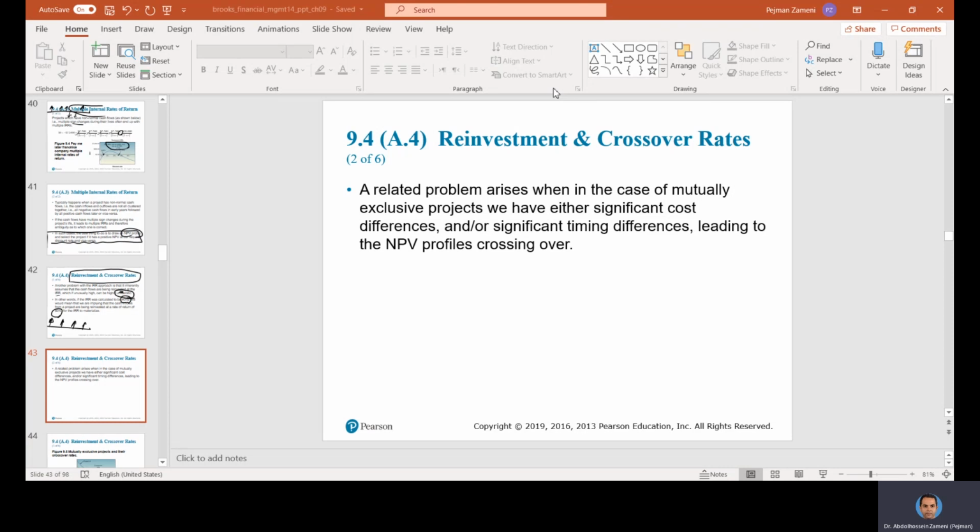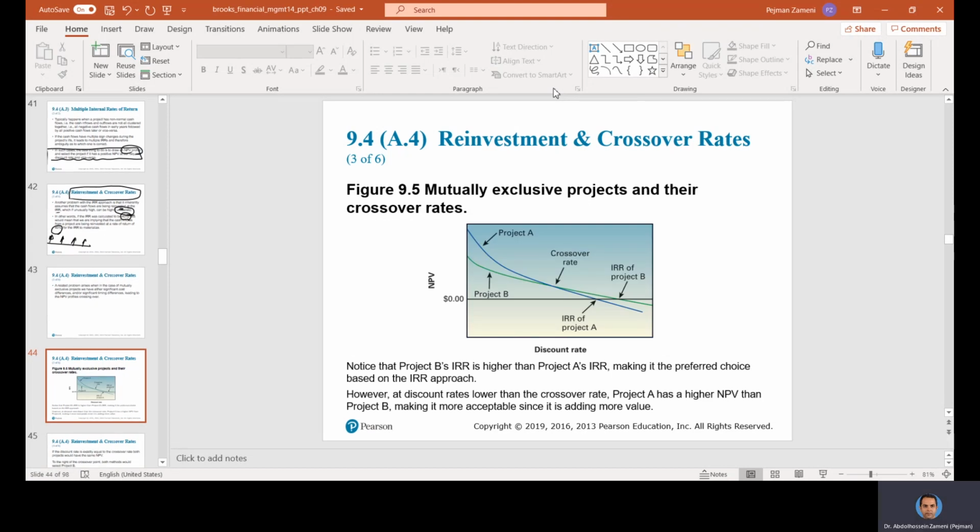A related problem arises in the case of mutually exclusive projects, when we have significant cost differences and/or significant timing differences, leading to the NPV profiles crossing over. See, we have two projects, project A and project B. This is the NPV of project B, and this is the NPV of project A. Based on the NPV comparison, which one are we supposed to choose? We're supposed to choose project A, isn't it? Because it's giving a higher NPV.